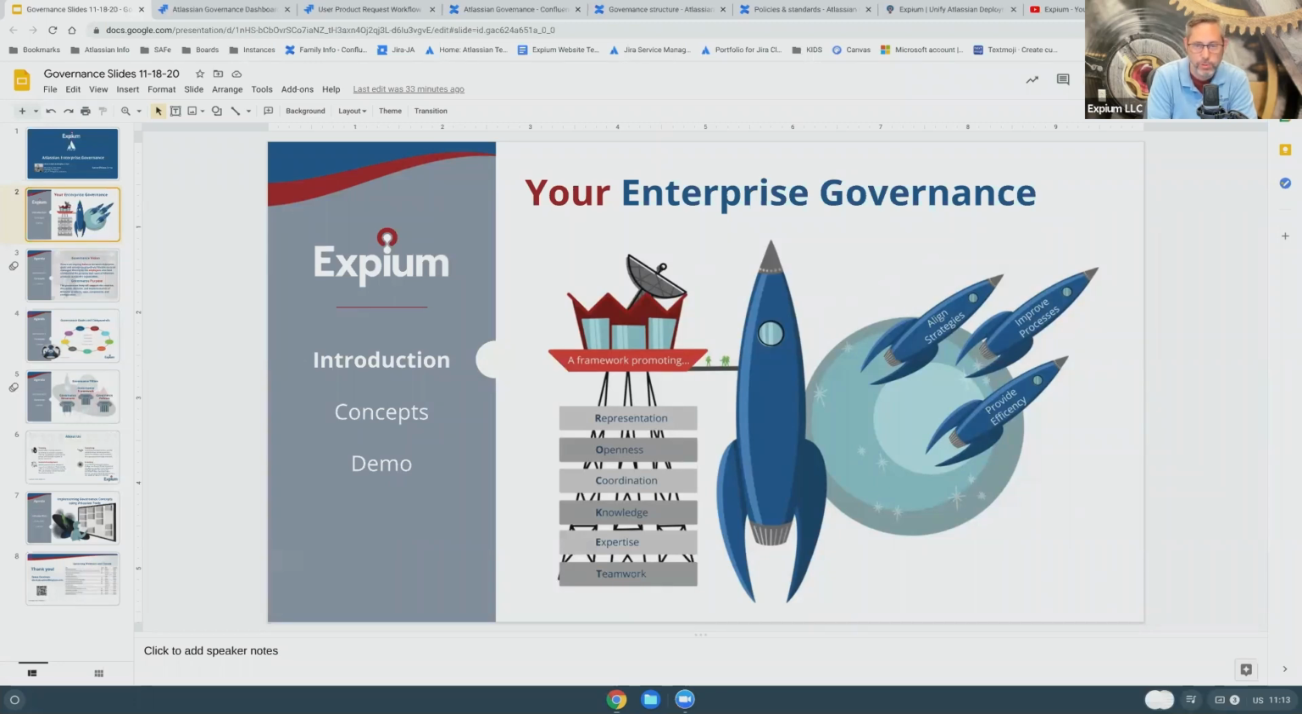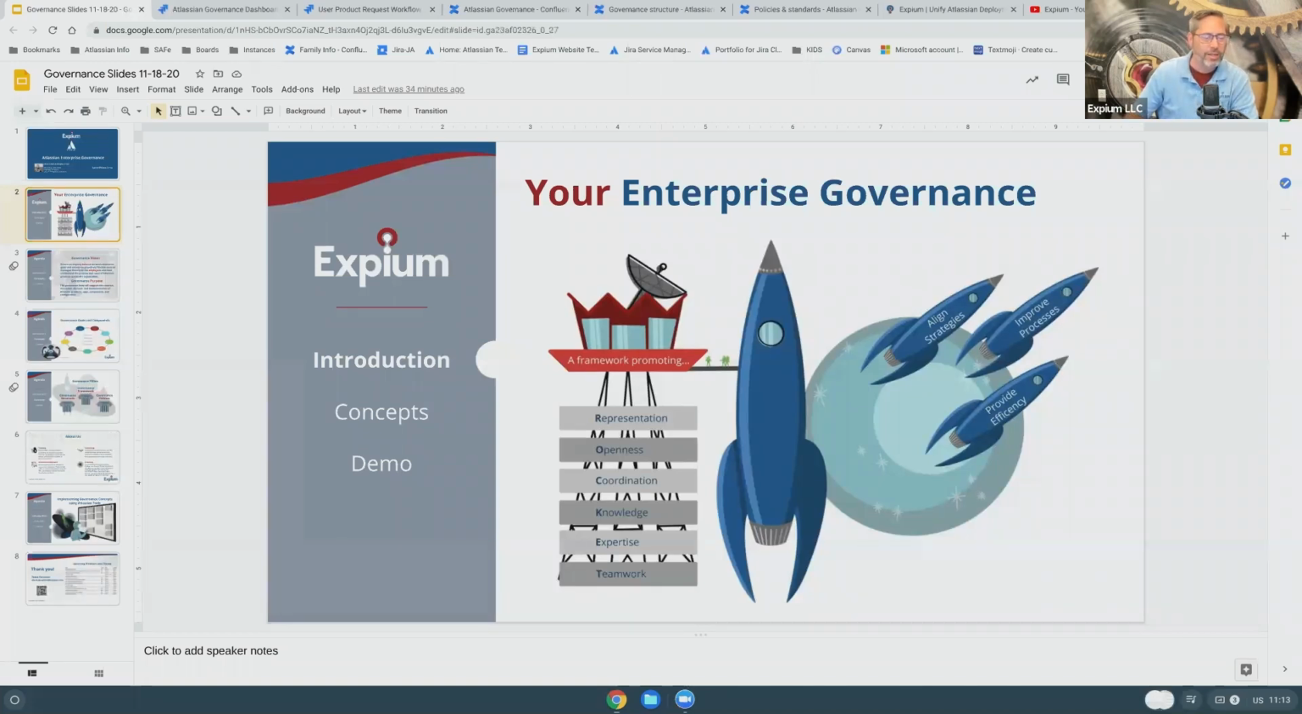And so we want to preserve that concept when we go into our governance structure as well. Okay, representation, openness, coordination, knowledge, expertise, and teams. That spells rocket, the perfect framework for promoting your Atlassian enterprise governance, right? Okay, let's move off the hokey diagram analogy and into some real stuff that actually matters to us, right?